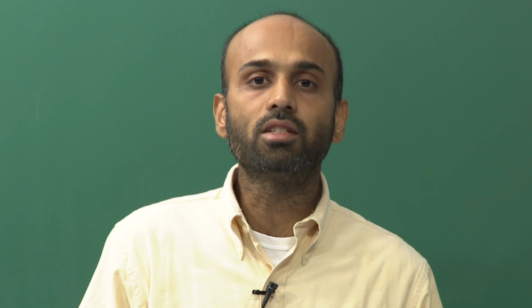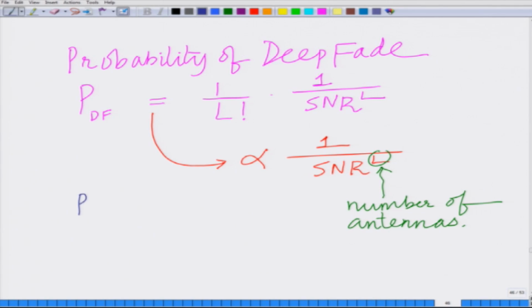And therefore, as the probability that the system is in a deep fade has decreased, naturally the bit error rate, which arises because of the bit errors from these deep fade events, has also decreased, because the probability of deep fade has decreased to 1 over SNR raised to the power of L, and this is a key result. Let me write it down again. The probability of deep fade is proportional to 1 over SNR raised to the power of L.